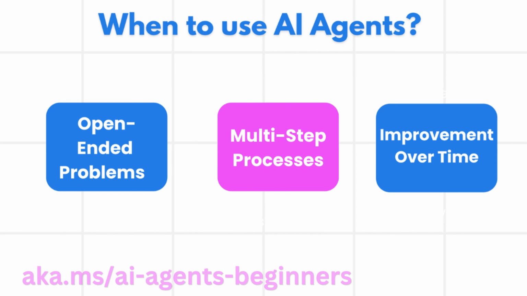Or not, just go to Power Automate. It's way simpler to build rule-based automations there.